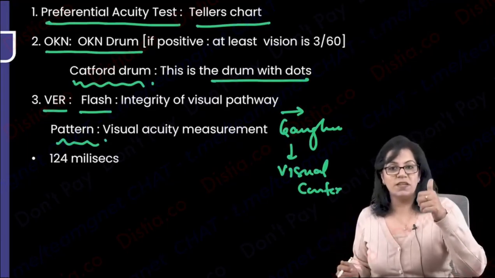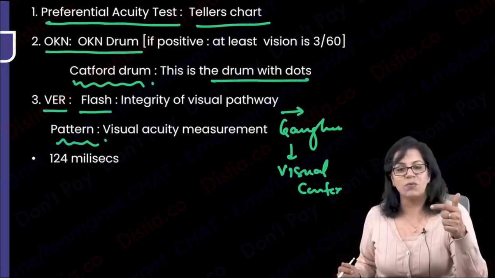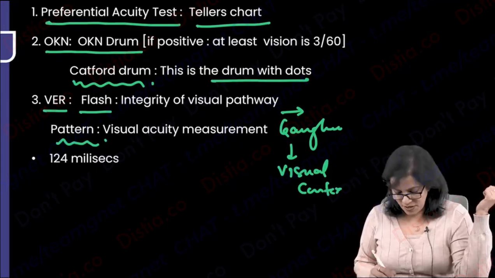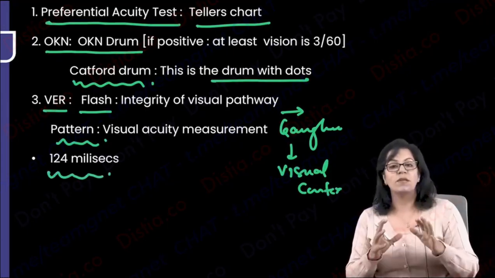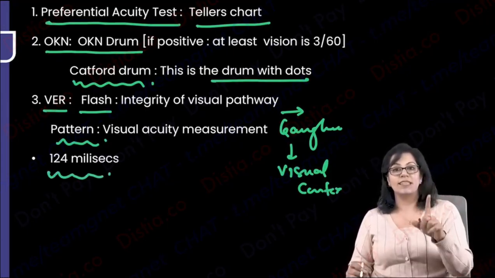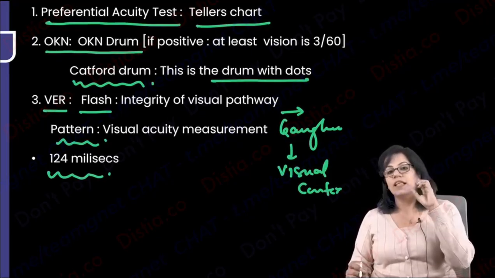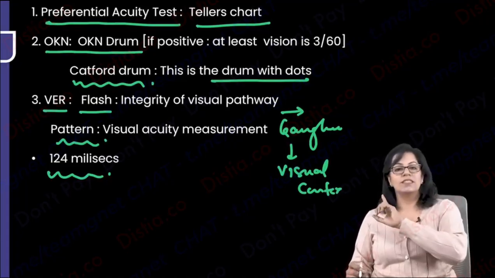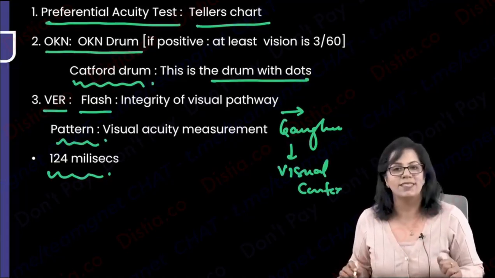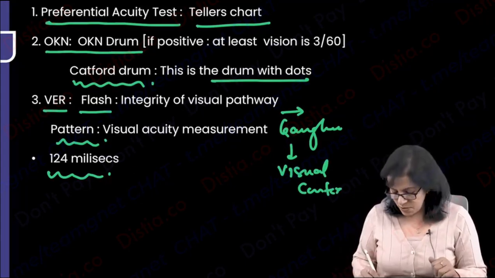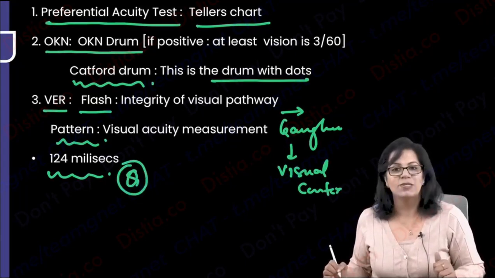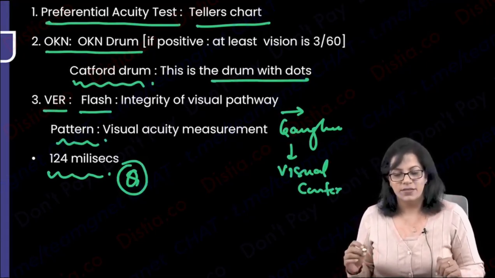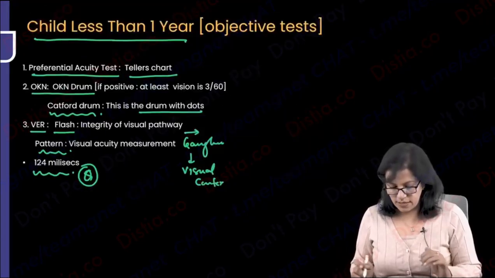Okay, so what was the first one? Preferential looking test, then it was optokinetic, and the third is your VER. What is 124 milliseconds? This is the time the impulse normally takes to travel. That means when the light is falling in your eye on the retina, the time for the impulse to reach the visual cortex is 124 milliseconds. Now this is important. It was one of your questions. So we are going to learn it. That's why it is here. Right? Okay. So this was when the child is less than.